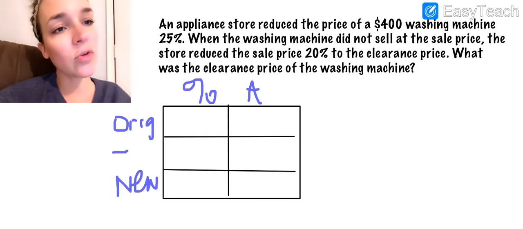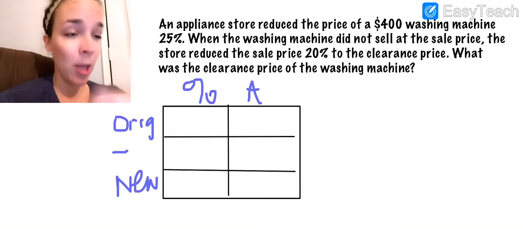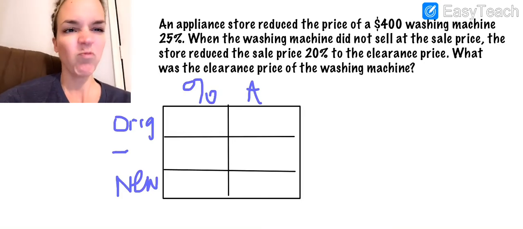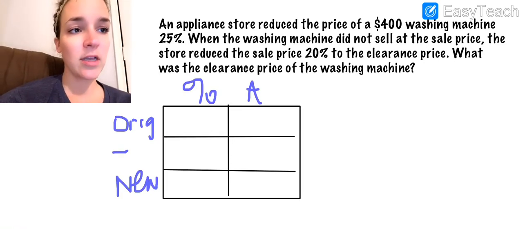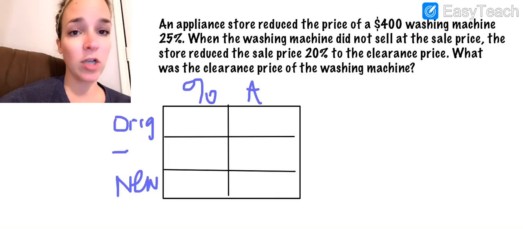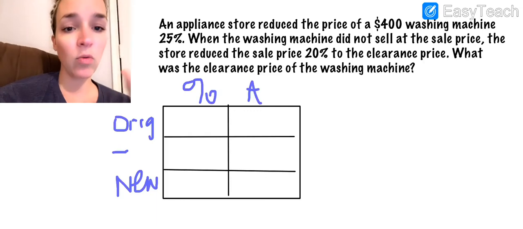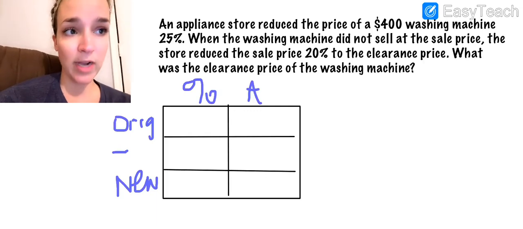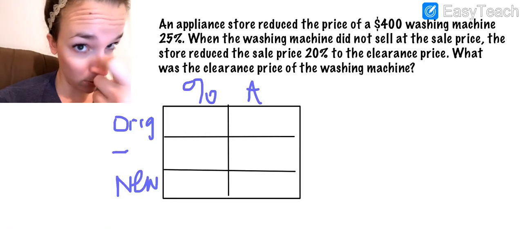An appliance store reduced the price of a $400 washing machine 25%. When the washing machine did not sell at the sale price, the store reduced the sale price 20% to the clearance price. What was the clearance price of the washing machine? So in this first table, we are attempting to find the sale price, okay? So the first one, the discount of 25.